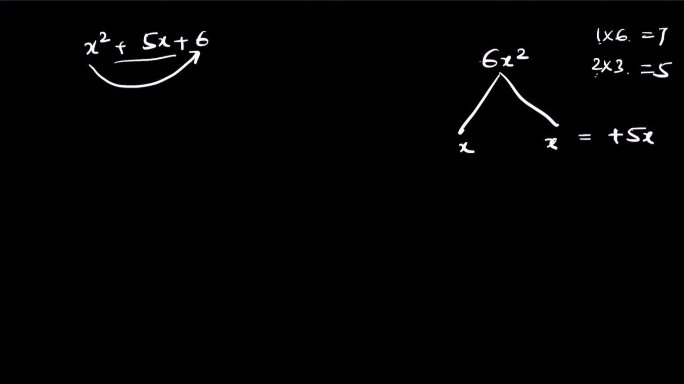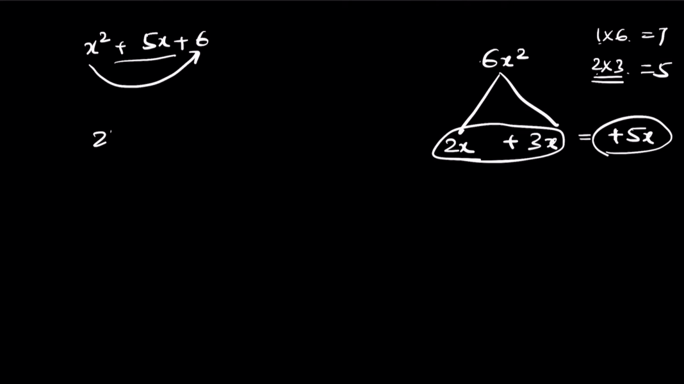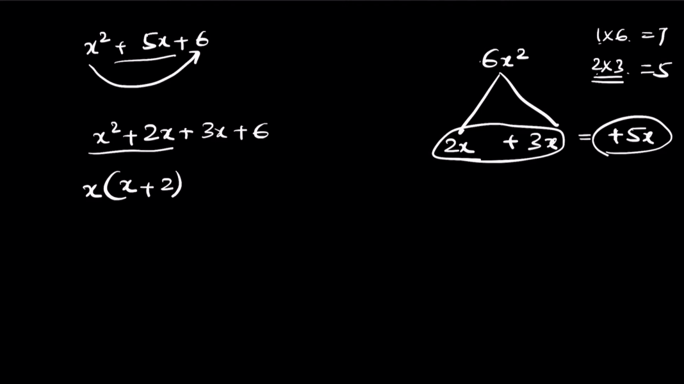So we know that 2 and 3 are the factors. Write 2 here and 3 here. So we're going to replace plus 5x with 2x plus 3x. So x square plus 2x plus 3x plus 6. Take x common in the first two terms, so x times (x plus 2), plus, take 3 common, 3 times (x plus 2).